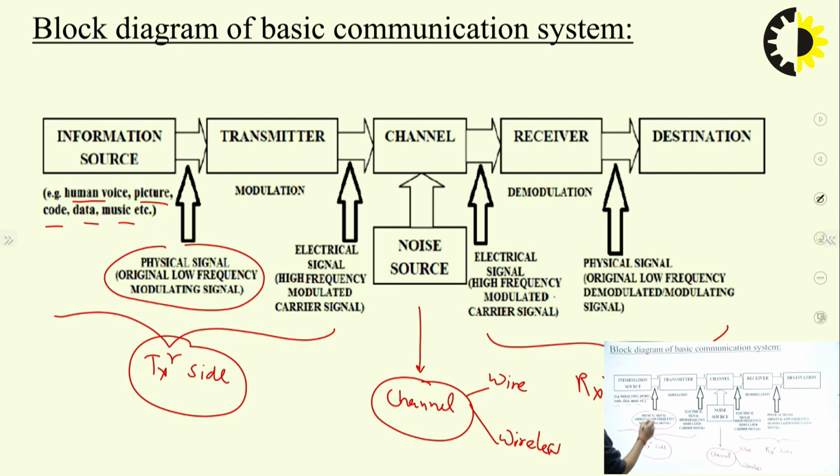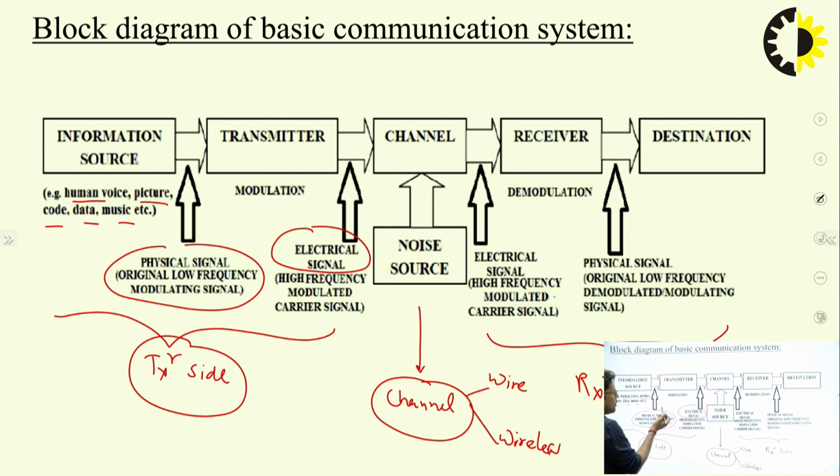So at the transmitter side there must be a kind of transducer, so that this physical signal can be converted into the electrical signal. So transmitter always consists of a kind of transducer, so that one form of energy, that is physical signal, can be converted into another form of energy, that is electrical signal.